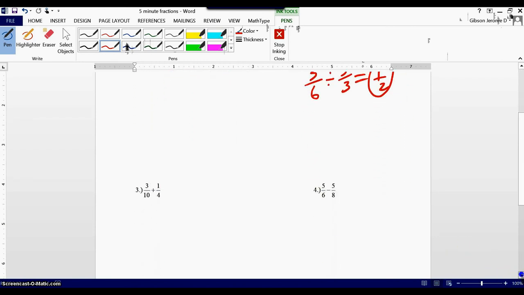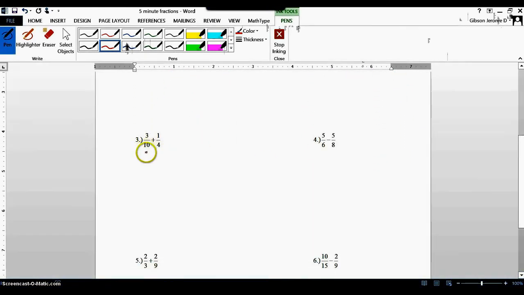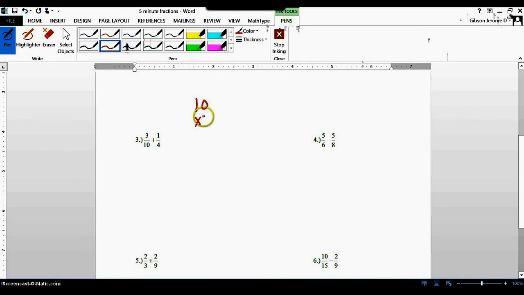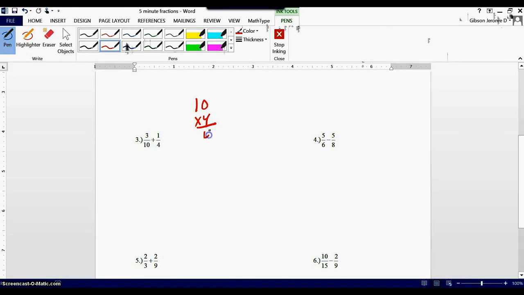Now let's come down here to these fractions that have different denominators. Now if you notice here, we have denominators of 10 and 4. So this is what we would do. To find a common denominator, we're going to multiply the denominators. We would take 10 times 4, which would give us 40. So now our new denominators are 40.